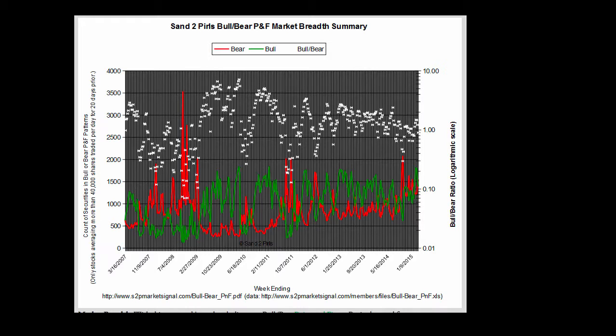The Pirls P&F Market Breadth Summary Chart shows us a market now 1 week in bearish territory.